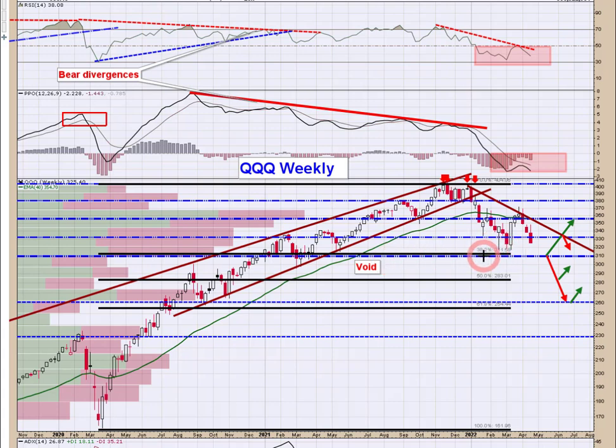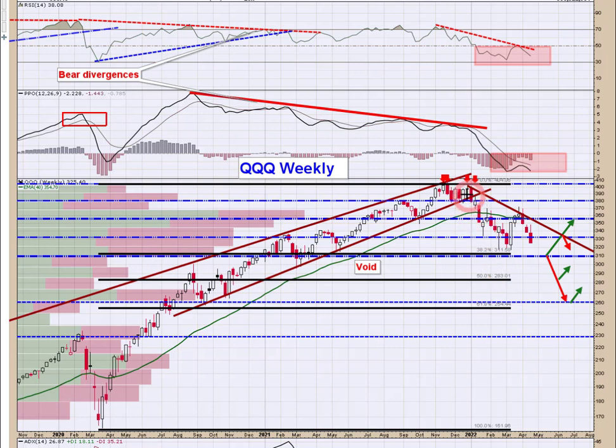And what I want to point out here is on the weekly chart. Well, first of all, bearish regime on the RSI, bearish regime on momentum, and a big void in technical support, that if we lose 310, I think we come down to 280, 285 rather quickly.